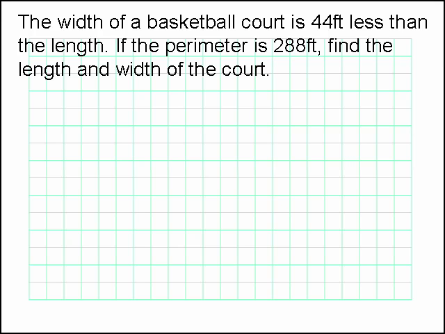The width of a basketball court is 44 feet less than the length. The perimeter is 288 feet. Find the length and width of the court.